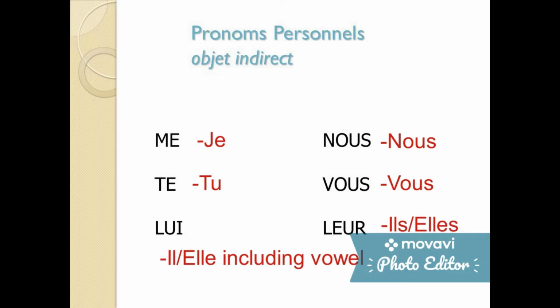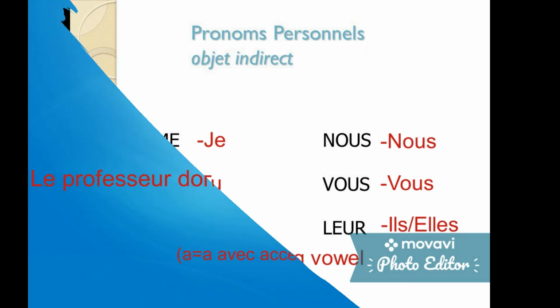Now, for indirect object, only living and preceded by preposition à, the pronoms personnels are me, te, lui, nous, vous, and leur. Me is used for je, te is used for tu, lui is used for il or elle and also vowels. Nous is used for nous, vous is used for vous, leur is used for ils or elles.